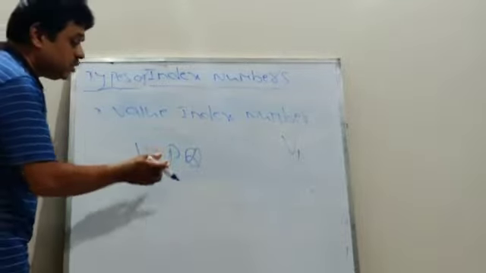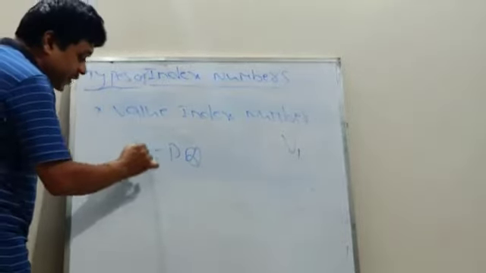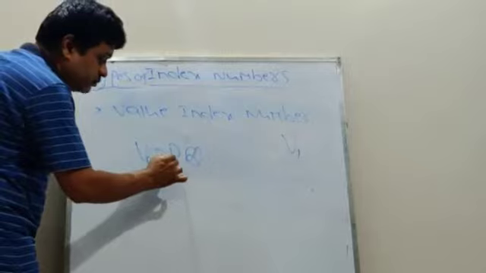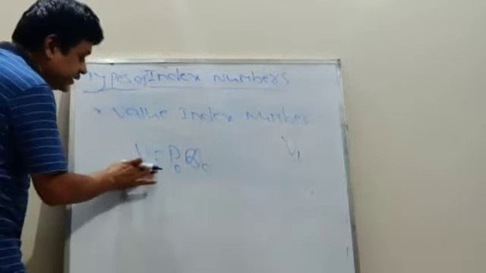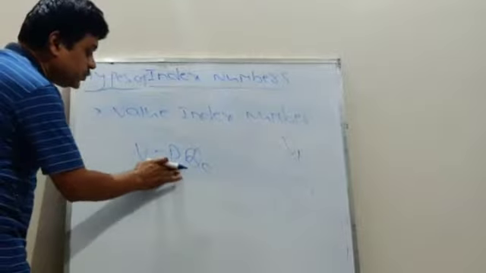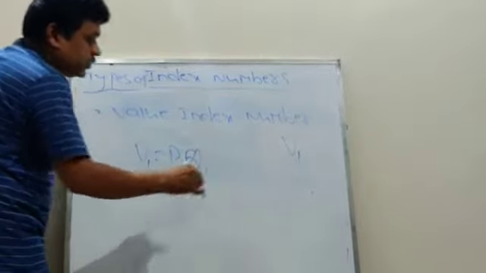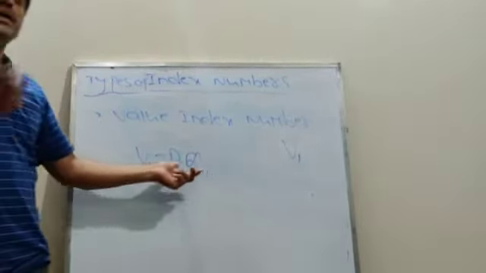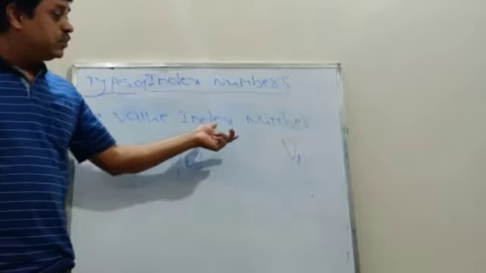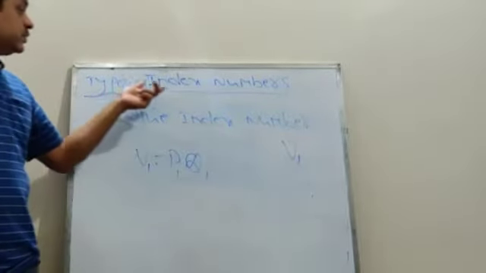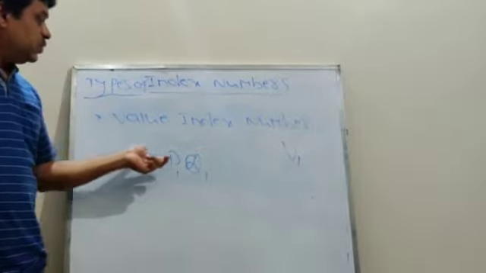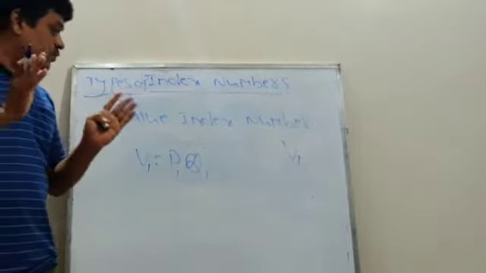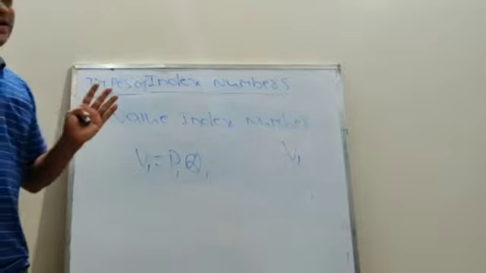If you take the base year, then V0 equals P0 into Q0. If you consider the current year, it becomes V1 equals P1 into Q1. This formula can be used when you solve problems based on value index number. In that case, you can understand this concept. This is only what we should know about value index number.